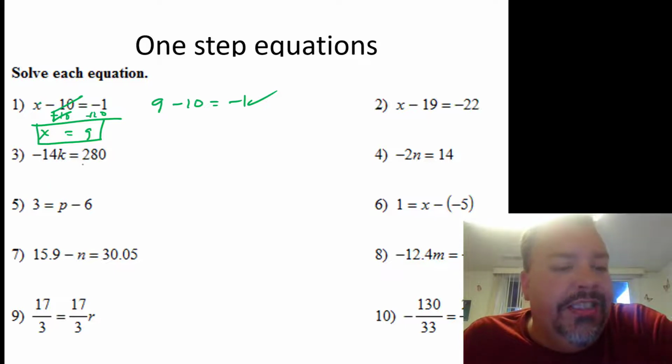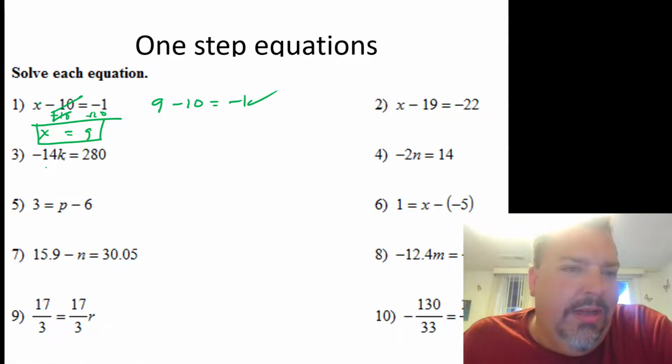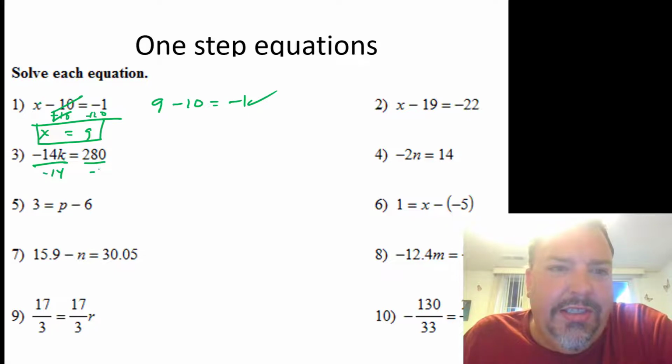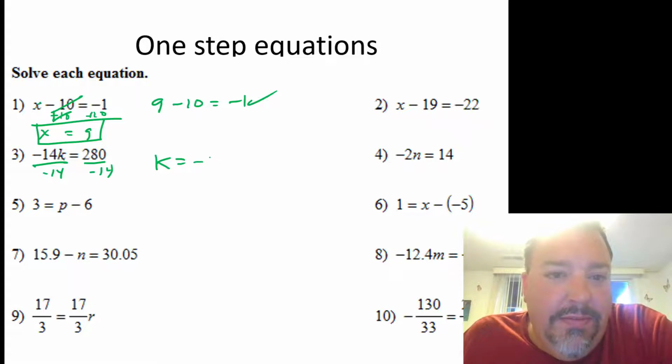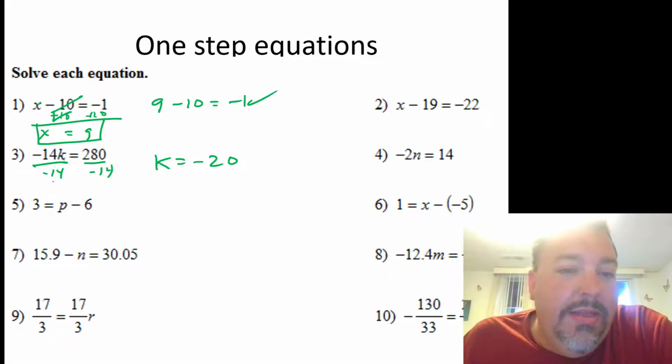We can also do this with multiplication. So here, number 3 is telling us negative 14 times k is equal to 280. So k here is being multiplied by negative 14. So what's the opposite of being multiplied by negative 14? Well, we'd have to divide by negative 14. So we're going to divide both sides here by negative 14, and that's going to give us k is equal to negative 20, I believe.